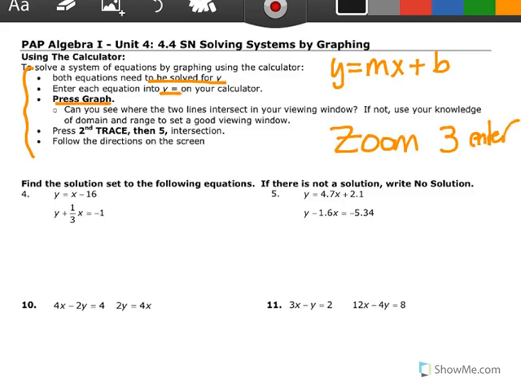Then once we see the intersection point, then we're going to use the second trace and then number 5, which is intersection, and you can just punch the number 5 button on your calculator, and then we're going to do enter, enter, enter to get the intersection point. So let's try it with number 4. And I have pictures of my calculator to follow along, so let's give it a try.